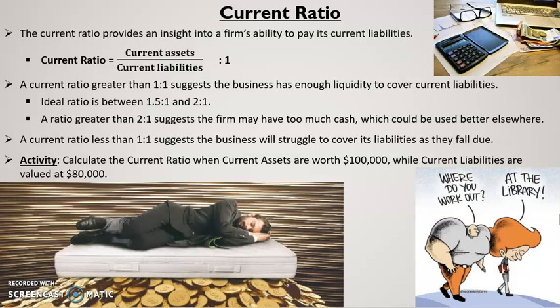So the more current assets we have to current liabilities, the more liquid our business is and will ensure that we don't run into any of those difficulties that we covered in previous lessons, such as the risk of asset seizure or reputational loss to the business from being unable to cover current liabilities as they fall due. A ratio of less than 1 to 1 suggests that the business may struggle to cover their current liabilities as they fall due.